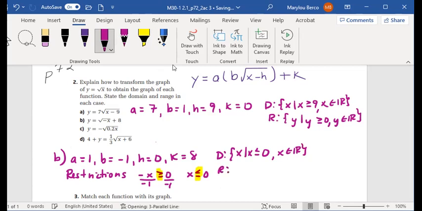And the range is y such that y is greater than or equal to 8. y is an element of all real numbers.